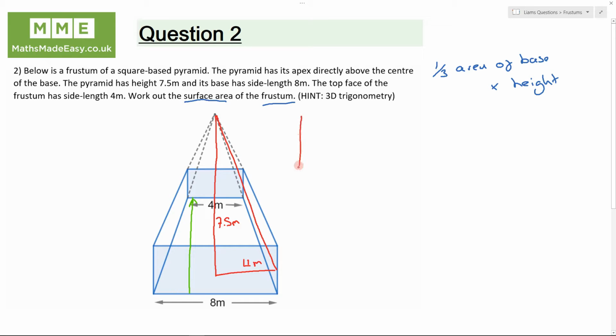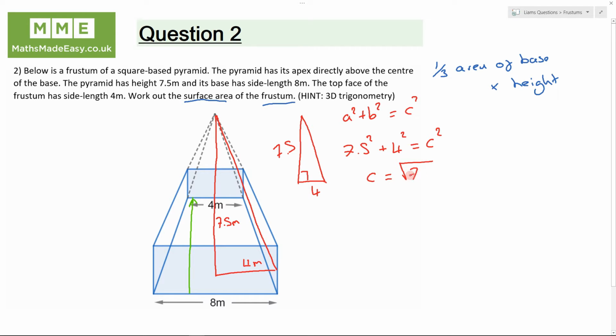So this creates a right angle triangle where we need to find the length of the hypotenuse. So to do this, you need to use Pythagoras. So we use a squared plus b squared equals c squared, where c is the hypotenuse. So it will be 7.5 squared plus 4 squared equals c squared.